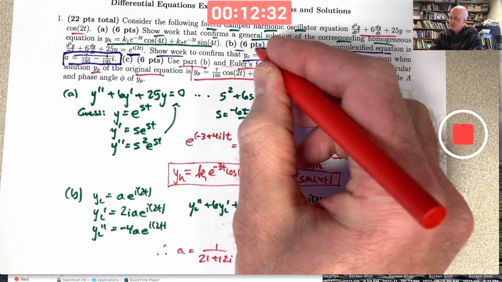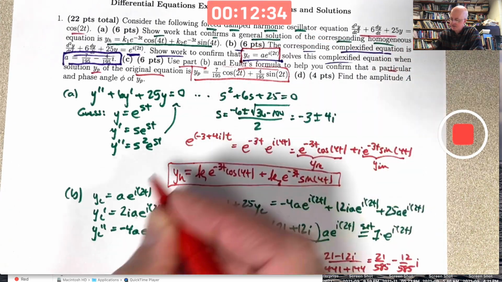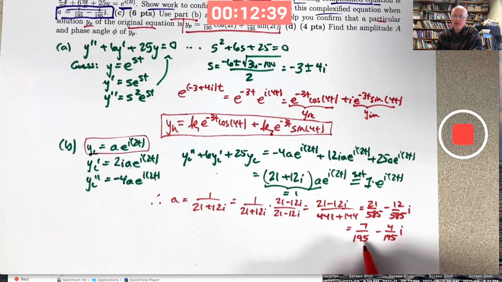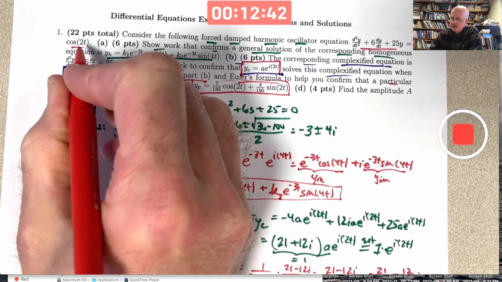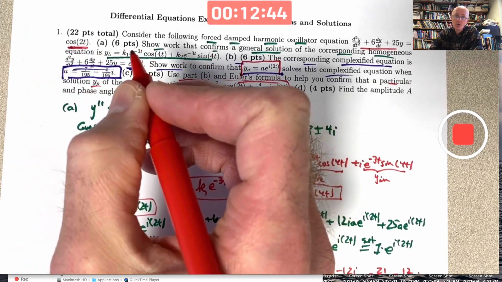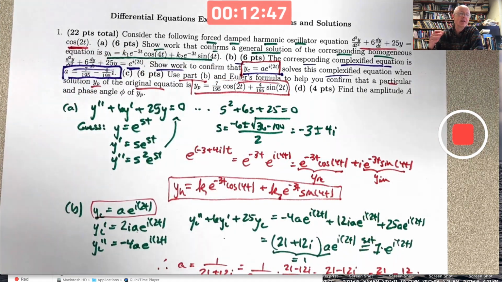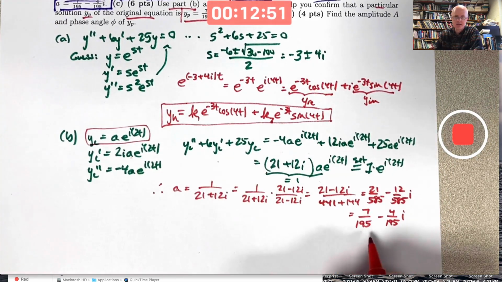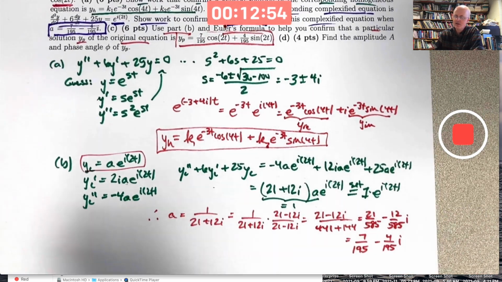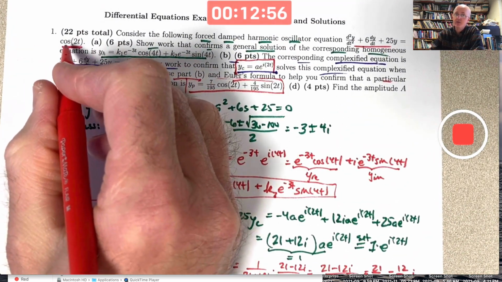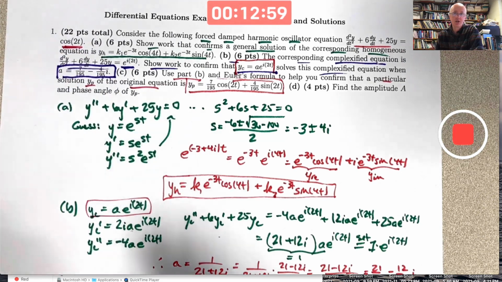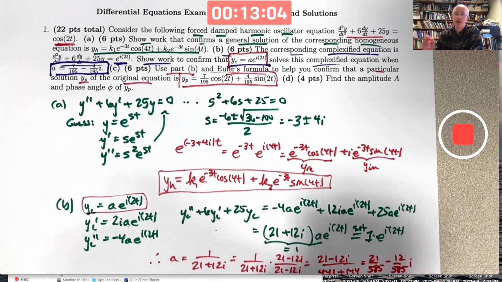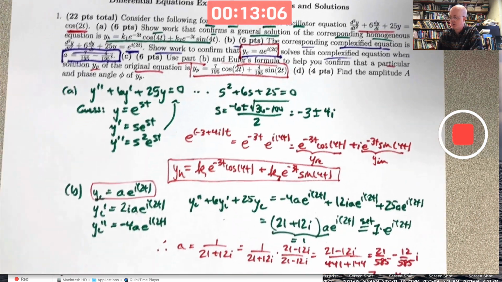We use part B. We use this yc function, this function right here, when a is this, right there. And because, here's the key, because the right-hand side of the original forced equation is cosine of 2t, we end up taking the real part of that product, the real part of this thing when a is this, and that will be the answer. If the forcing function had been sine of 2t, then we'd take the imaginary part of this function as yp. Okay? If it's a cosine, take the real part. If it's a sine, take the imaginary part.